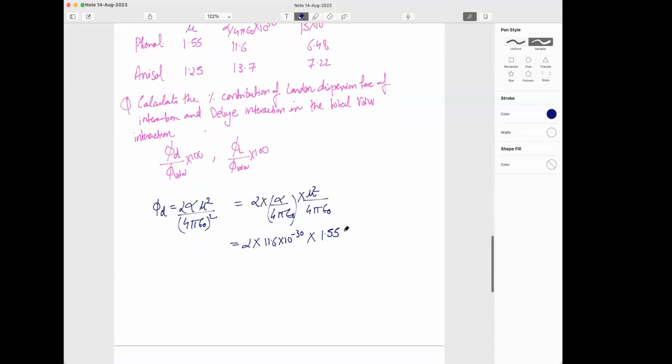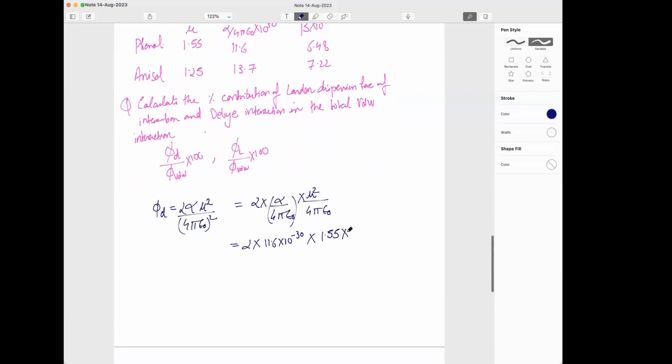Correct. It is 1.5 only, no? Oh, okay, 1.55. 1.55 whole square, and that has to be multiplied by 3.33 into 10 to the minus 30, square. Yeah, correct. And then 4 into 3.14 into 8.85 into 10 to the minus 12.